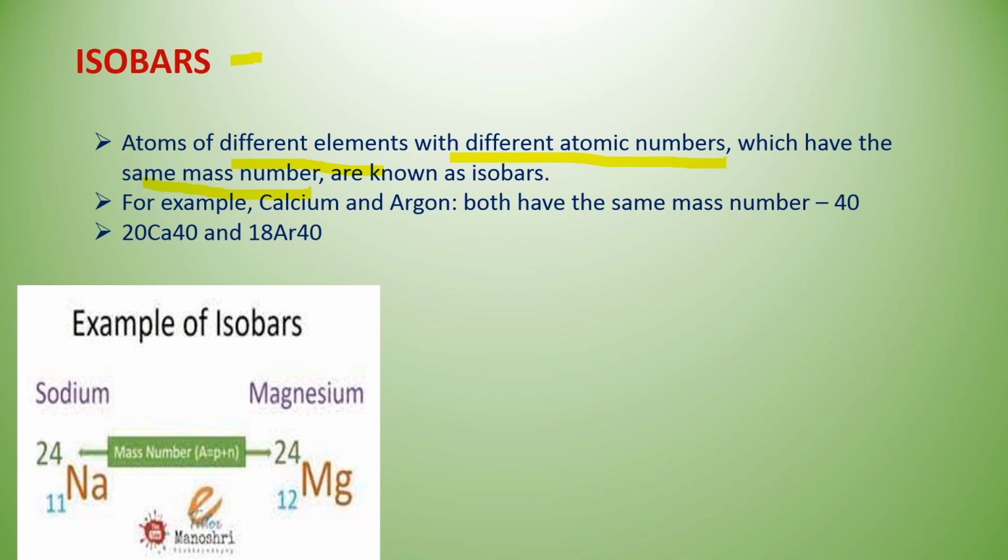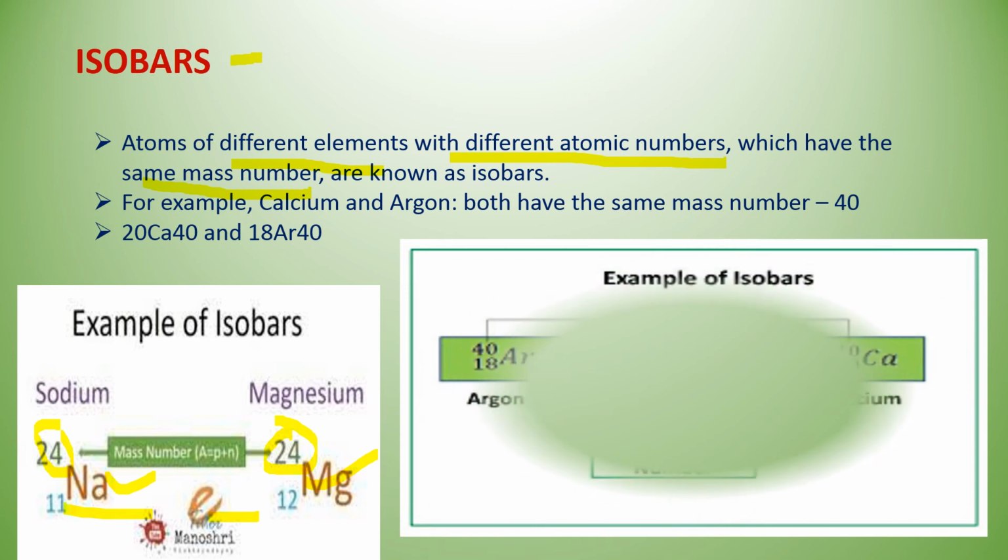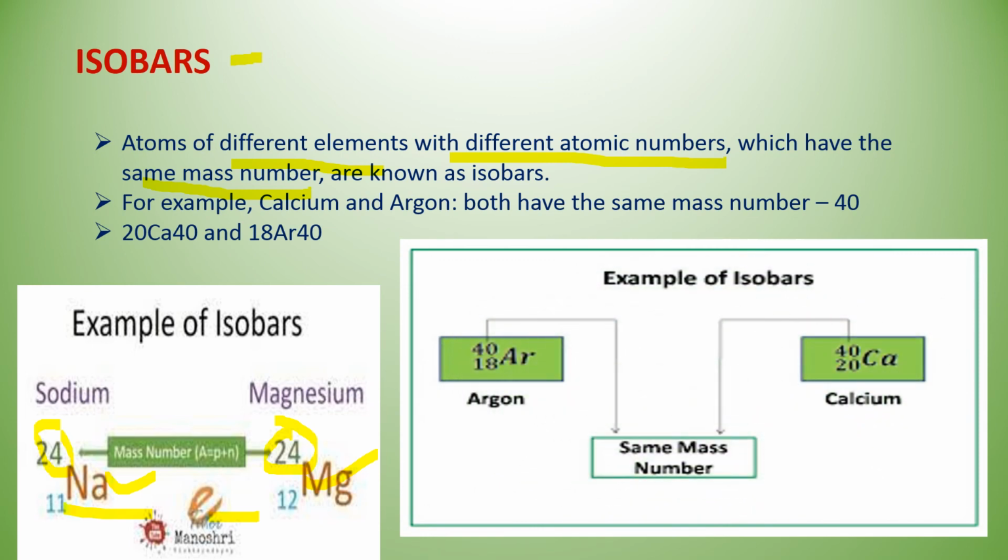See, here you can see sodium and magnesium, different elements, but see the mass numbers, 24 and 24 are similar, but the atomic numbers are different. And remember, dear students, the element is different, the atomic number is also different, only the mass number is similar. So they are isobars. Here you can see argon and calcium: the atomic numbers are different, even the elements are different, only the atomic masses are the same. So, very important, isobars. Hope you understood.